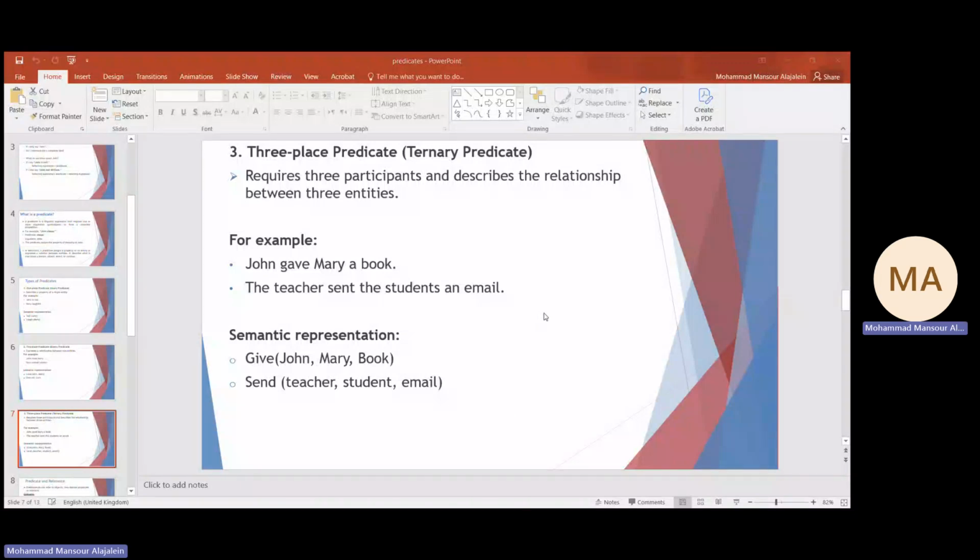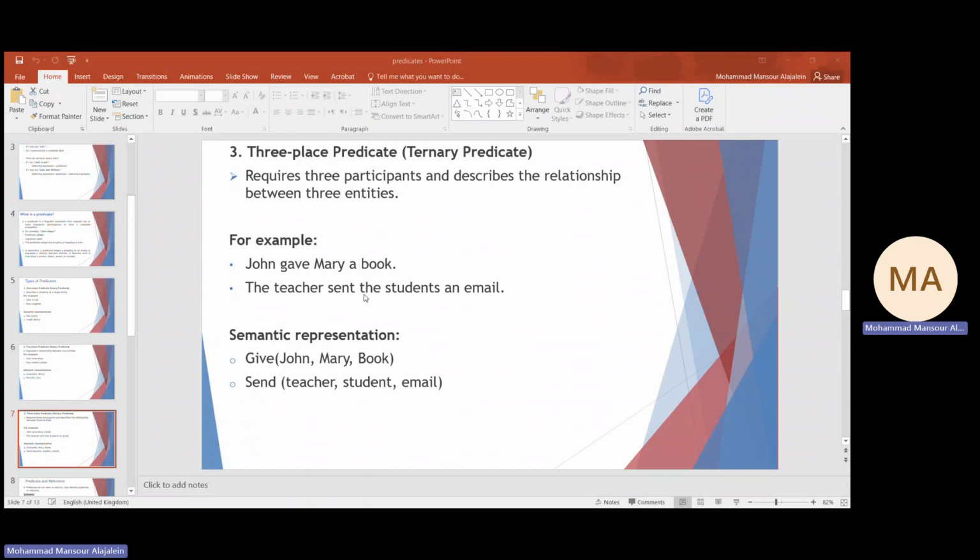We can say that there are three participants in the first sentence: John, Mary, a book, and we have the predicate, which is the verb give. So we can say that John is the person who gives, Mary is the person who receives, and the book is the thing given. So it's very important here to account for such verbs to understand the relationship between the participants or the arguments involved in the sentence.